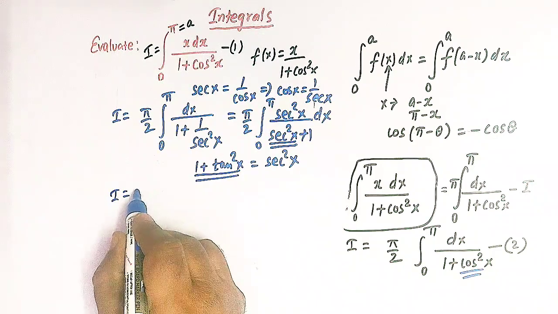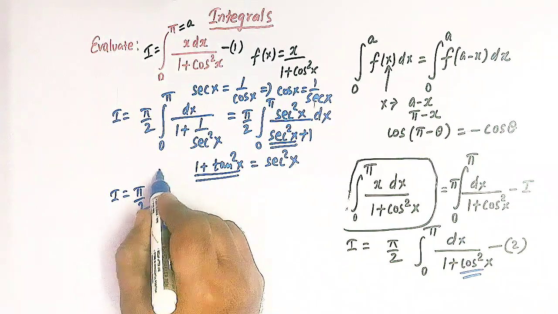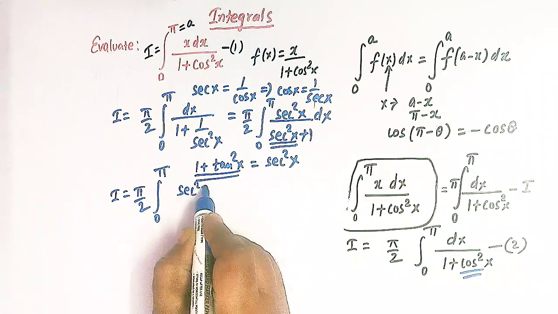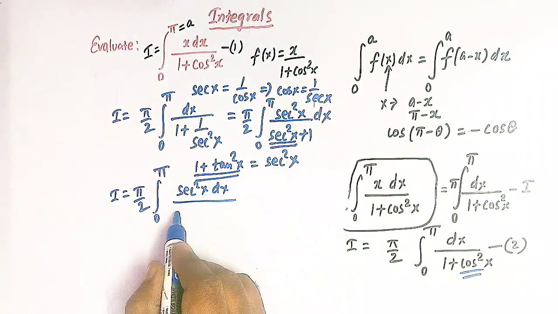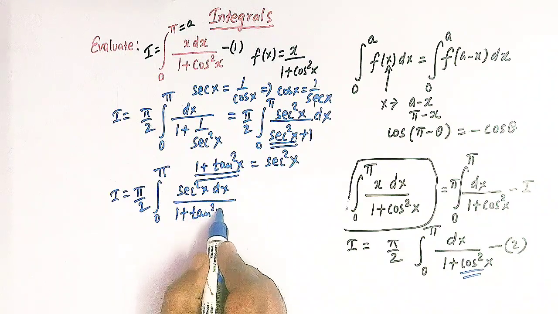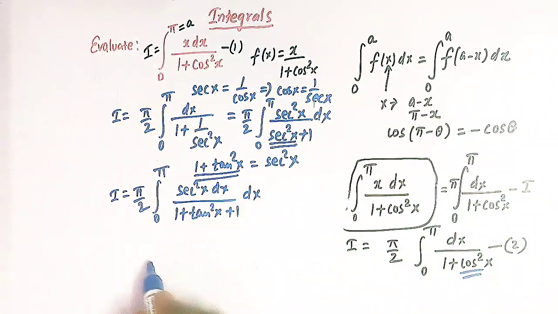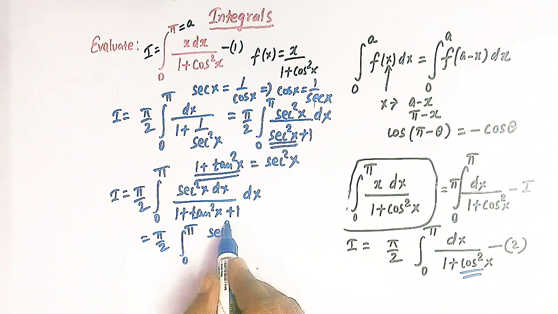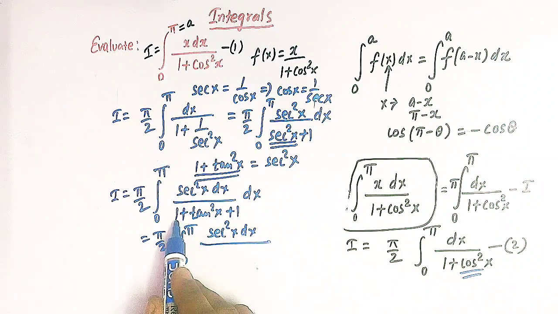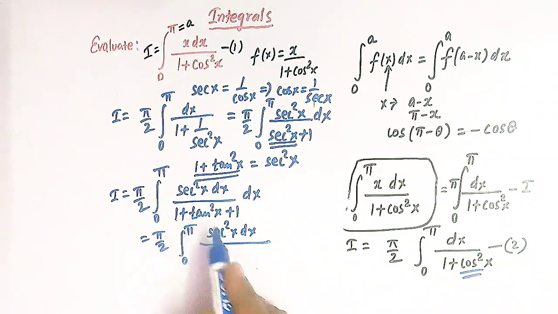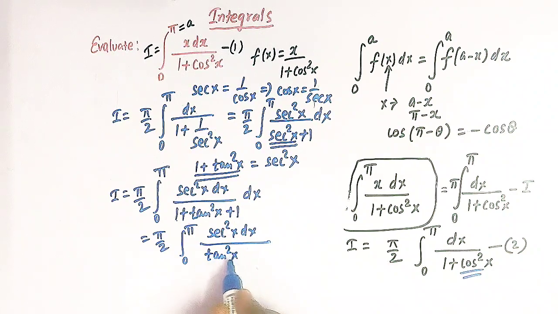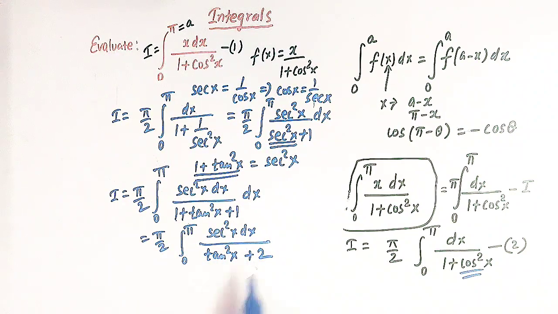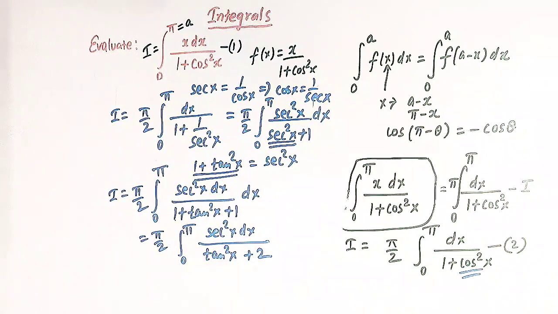So we have I equals pi by 2, 0 to pi, secant square x dx over 1 plus tan square x plus 1, dx. So this is pi by 2, 0 to pi, secant square x dx over, here 1 plus 1 is 2, so we have tan square x plus 2, right? Now we'll solve this integral by making use of the substitution method.